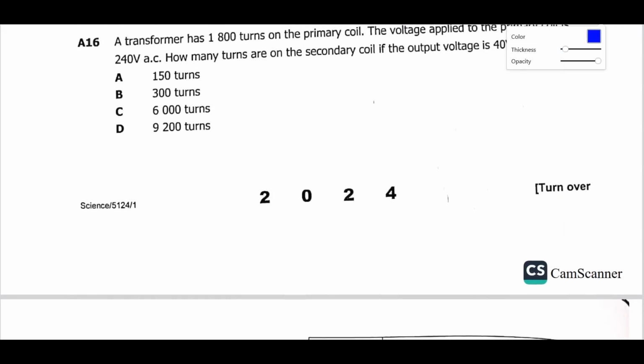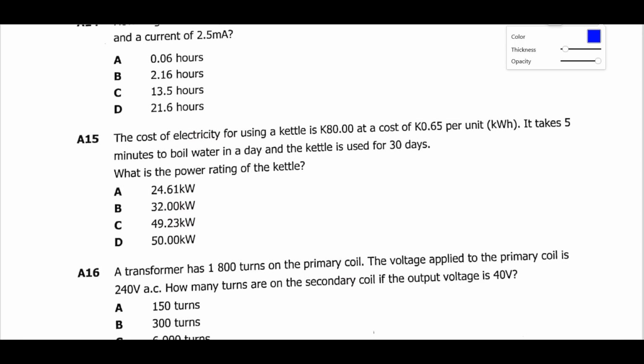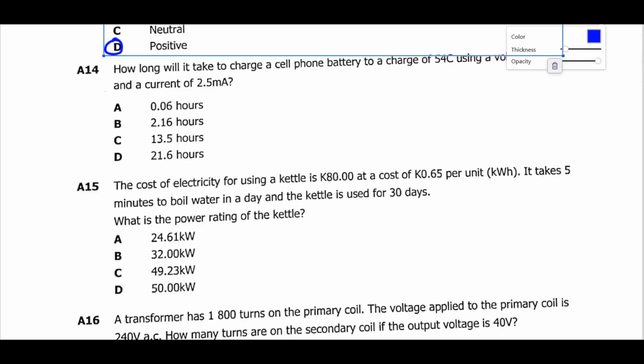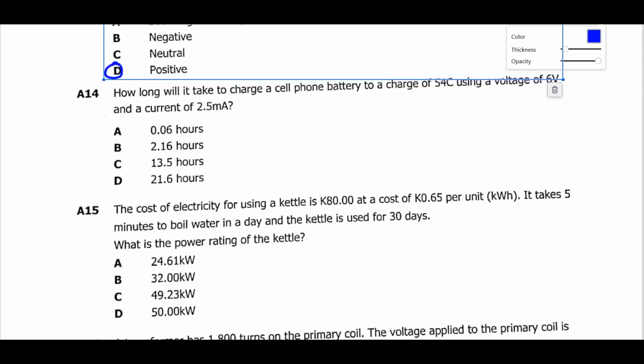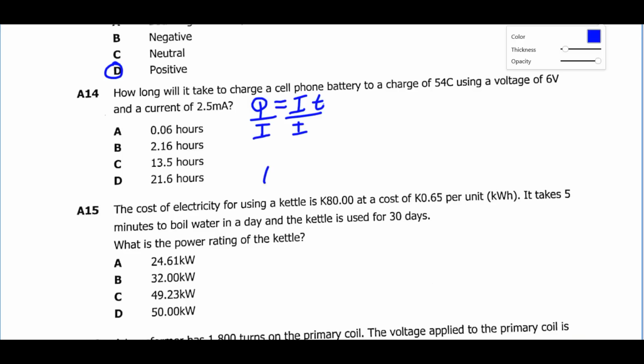Question 14. How long would it take to charge a cell phone battery to a charge of 54 coulombs using a voltage of 6 volts and a current of 2.5 milliamps? So we know that charge is equal to current times time. So time is equal to charge over current. So charge is 54 over the current.